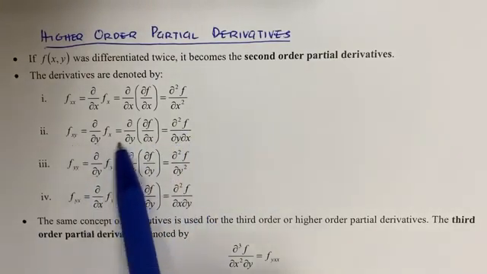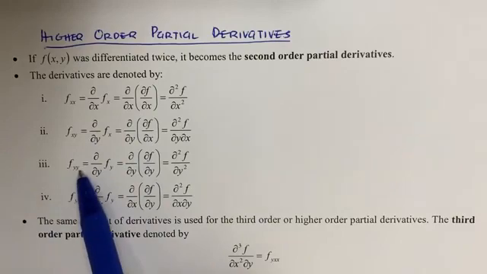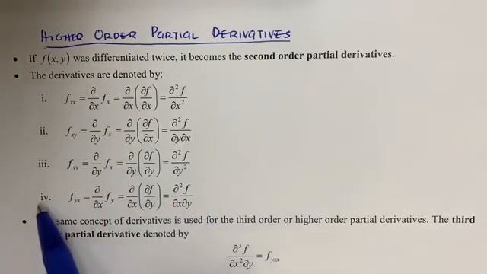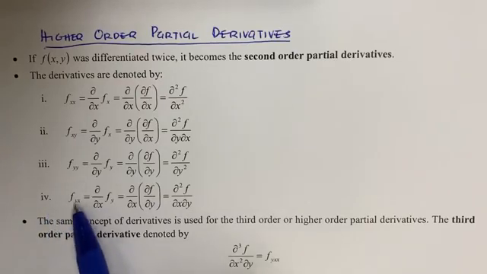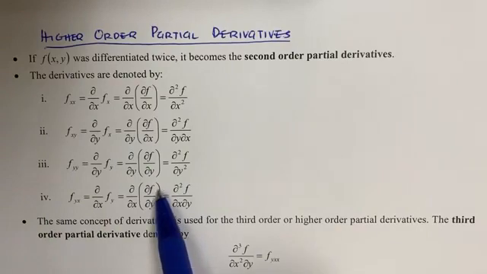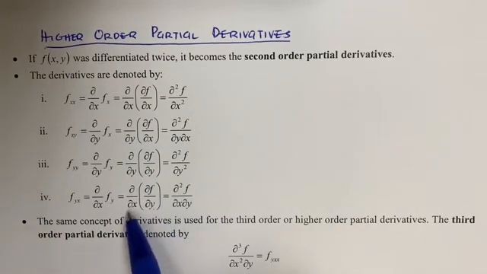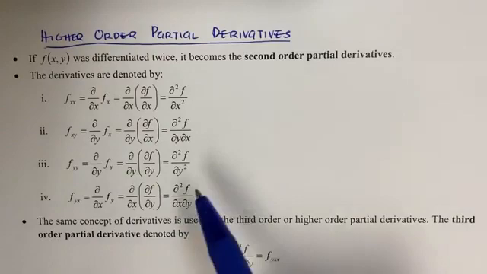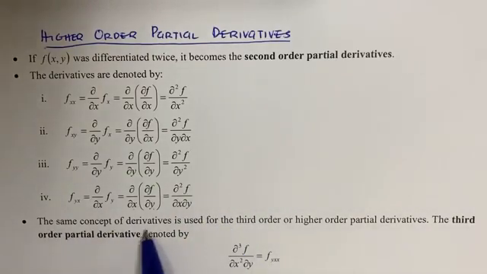Okay. And then the third one, you have f_yy. You have del square f over del y square. And the last one, you might have f_yx, which is you differentiate del f over del y again with del over del x. Okay, so you have del square f over del x del y. The same concept of derivative is used for the third order or higher order partial derivative.